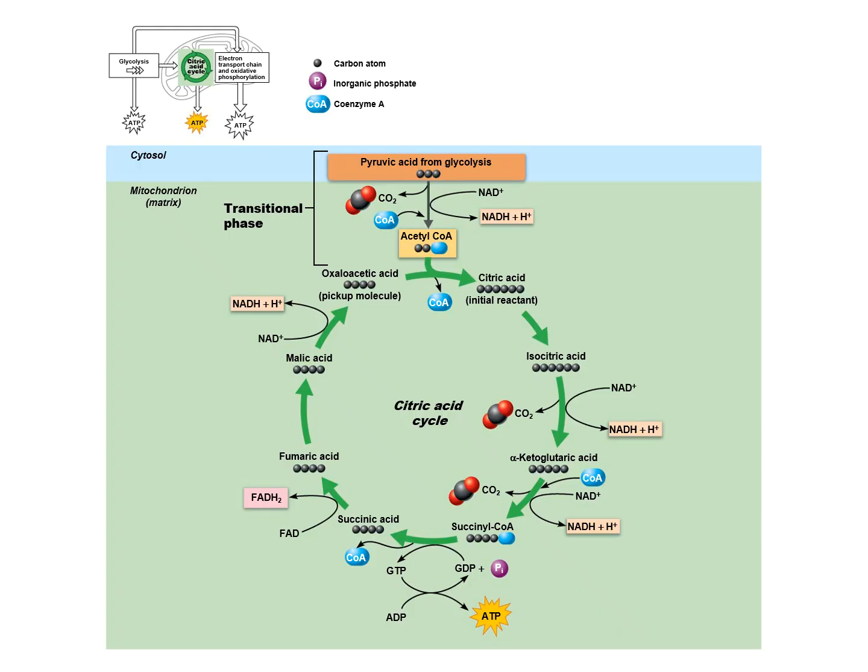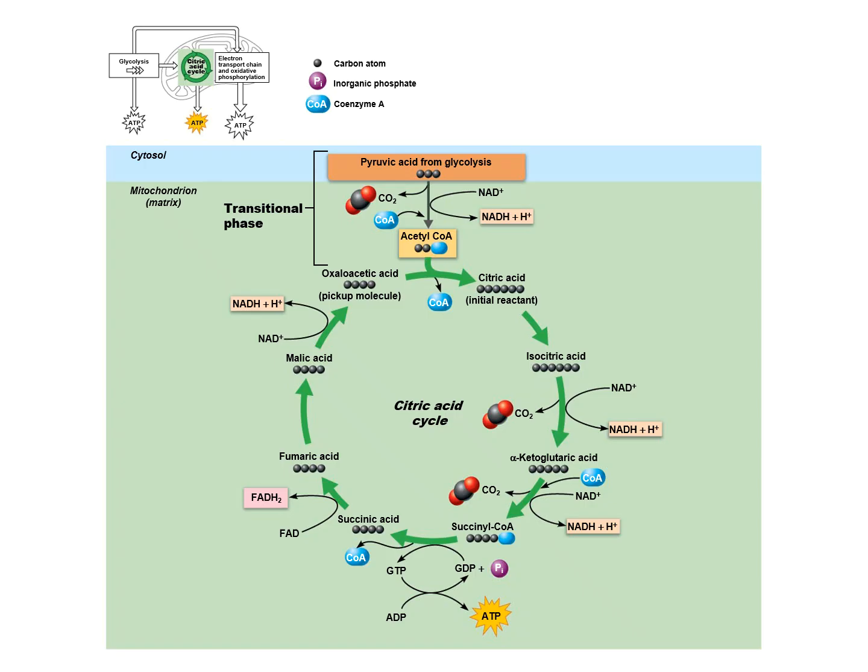We don't have to learn all of the intermediate steps here. All right, so what I want you to see is the light blue band at the top, and that's representing the cytosol. And that's where we broke that glucose into the pyruvic acid. All right, and that was our two 3-carbon fragments that we had.